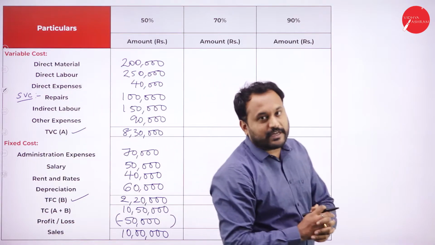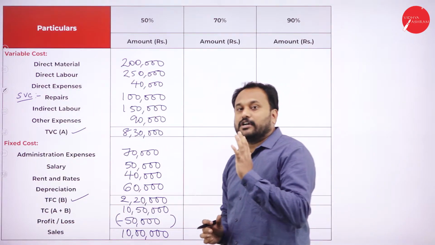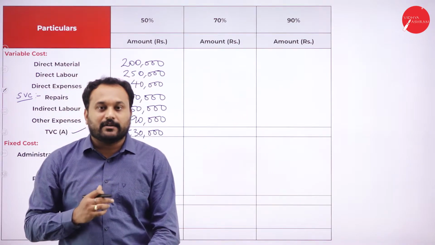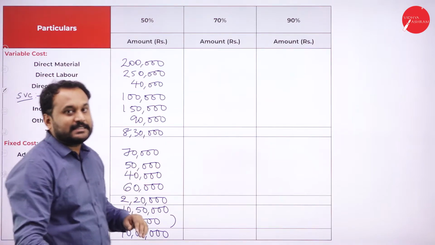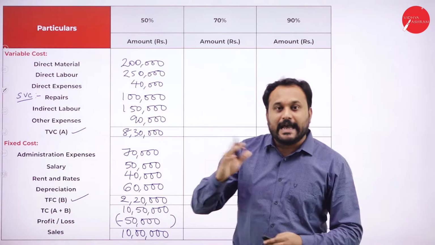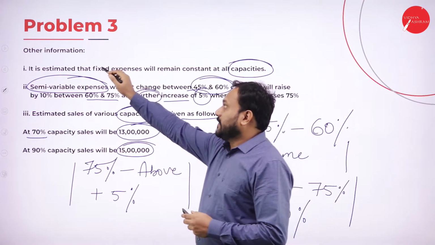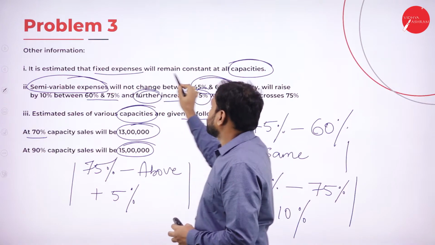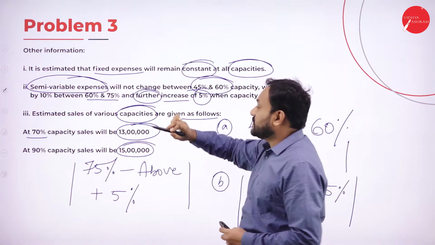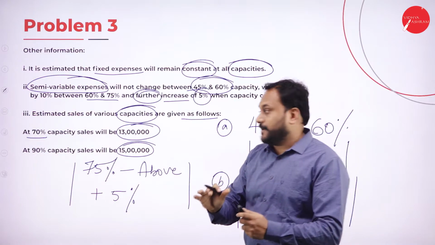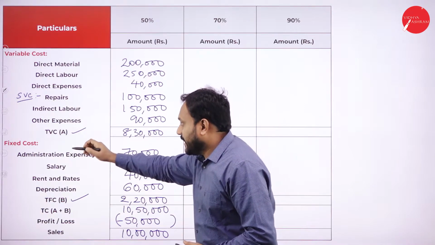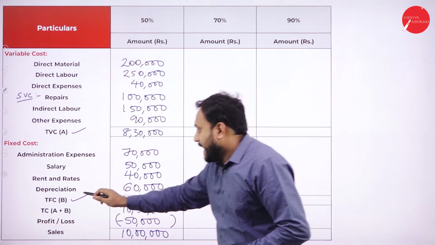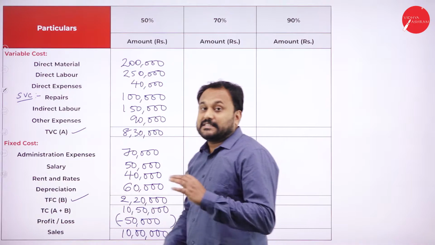Now the same thing we are supposed to calculate for 70%. So I'll teach you how to go with the 70% calculation. But in the problem they said something. Let's go with the estimation and the adjustment. The first information is that it is estimated that fixed expenses will remain constant. That means it is the same. The fixed costs are administration, salary, rent, depreciation, and total fixed cost remains the same in all capacities.